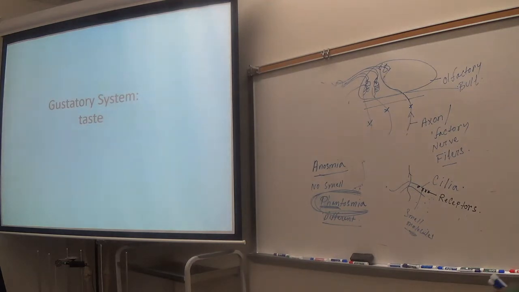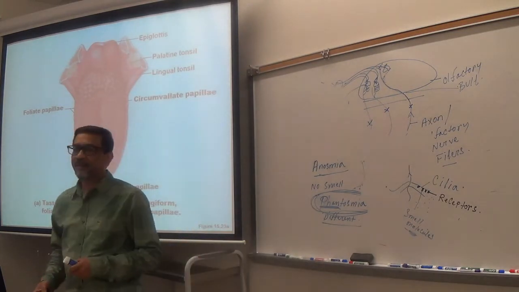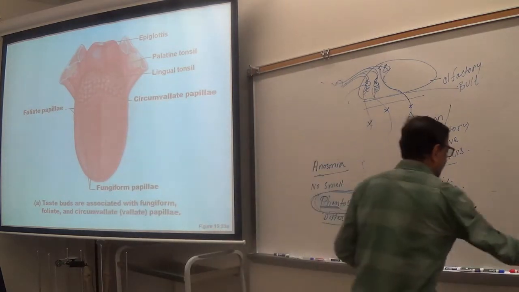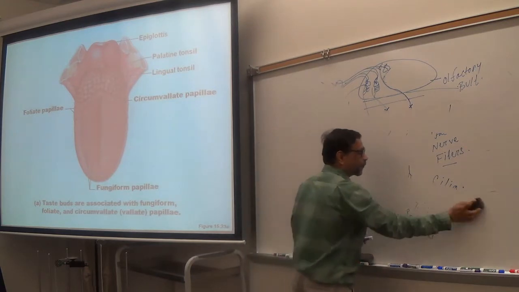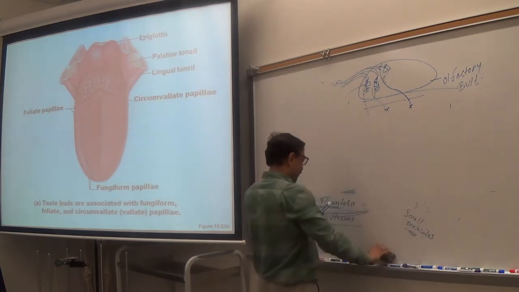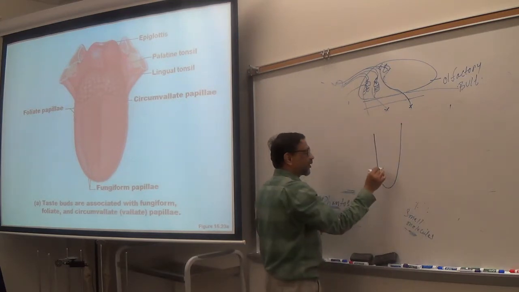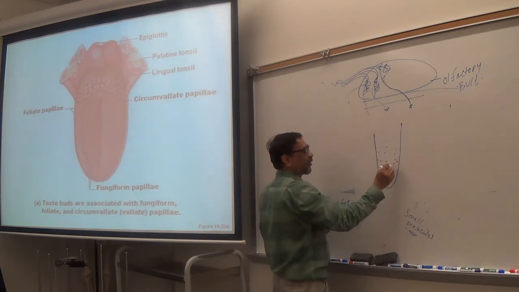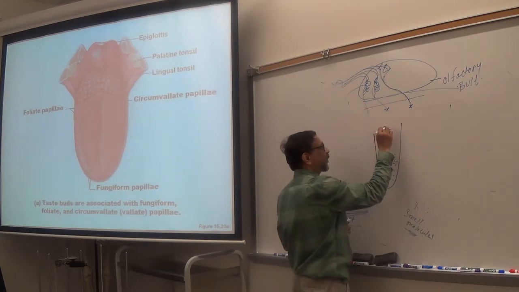Gustatory system, a taste. The peripheral organ is the tongue. On the surface of the tongue, if you see, you will see many tiny structures. Those are called papilla. So this is the tongue. You see many tiny structures on the tongue. These are called papilla. Now there are four different types of papilla in the tongue.